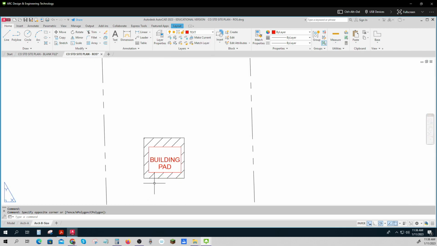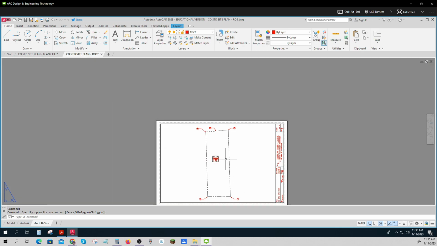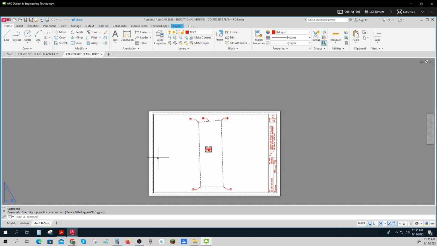There's also a building pad, and there's something called a wipeout that allows you to kind of make a wiped out area over the top of it. And we'll talk about that also during lab. So this is kind of straightforward.